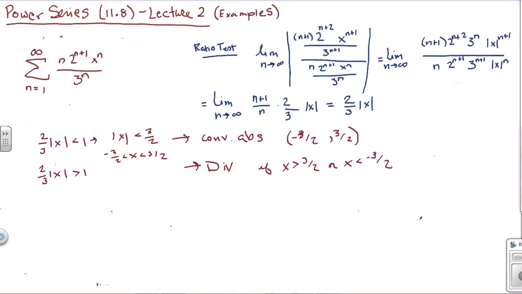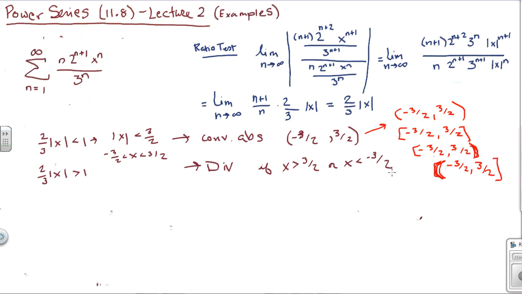So the domain of this function is one of 4 things now. It's going to be either the open interval that we just wrote, negative 3/2 to 3/2, the closed interval, including both endpoints, negative 3/2 to 3/2, or one of the half open intervals: including negative 3/2 but not 3/2, or vice versa, including 3/2 but not negative 3/2. Okay, so we're almost done. Now we've got to test the endpoints and decide which it is.